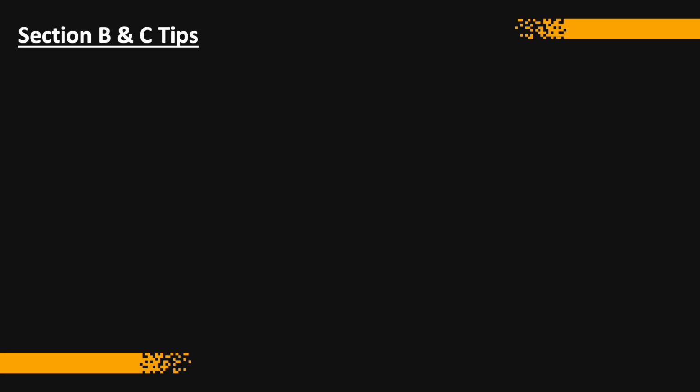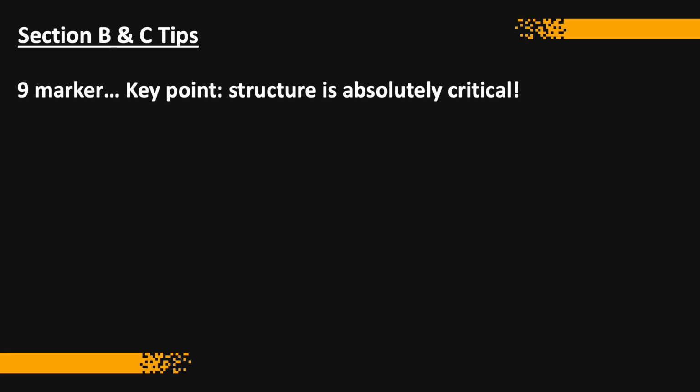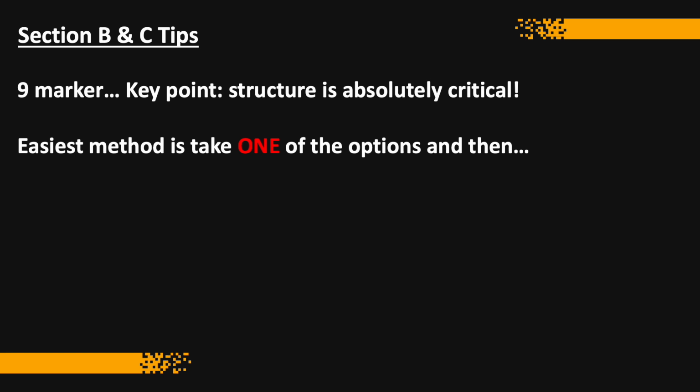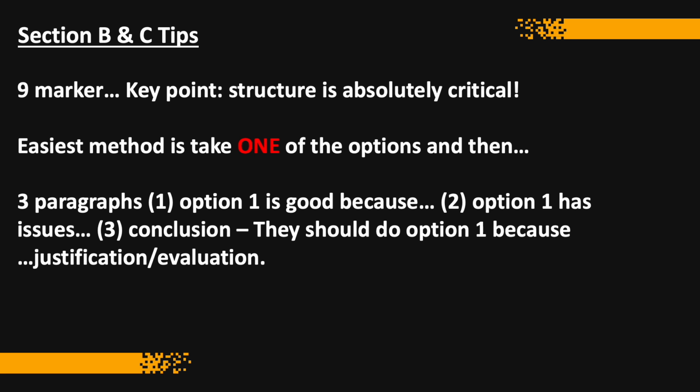Section B and C tips, 9 marker. Key point here, structure is absolutely critical. The easiest method is to take 1 of the options and then 3 paragraphs. Let's say you take option 1 and you go option 1 is good because, that's paragraph 1. Clearly you need some analysis there in context. Then paragraph 2, option 1 again, so option 1 has issues. Develop that in context. So it's the same line of argument, the same option.